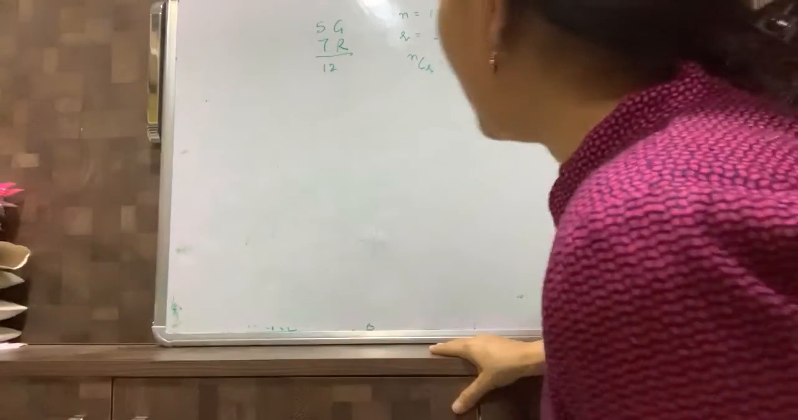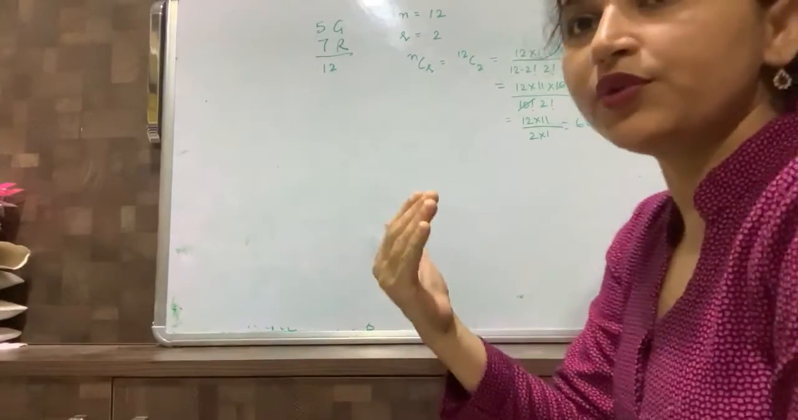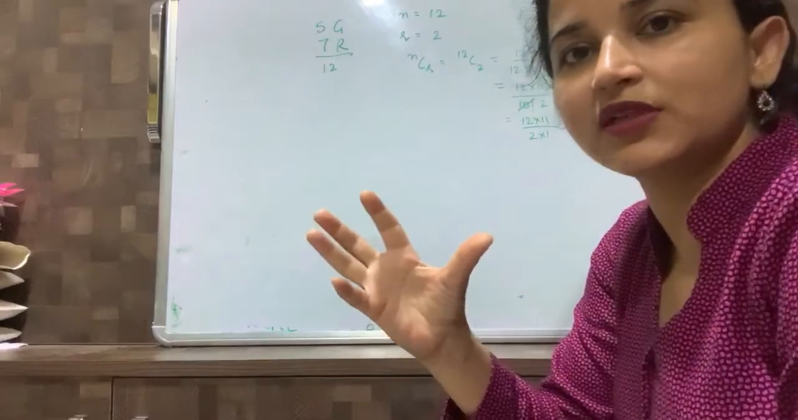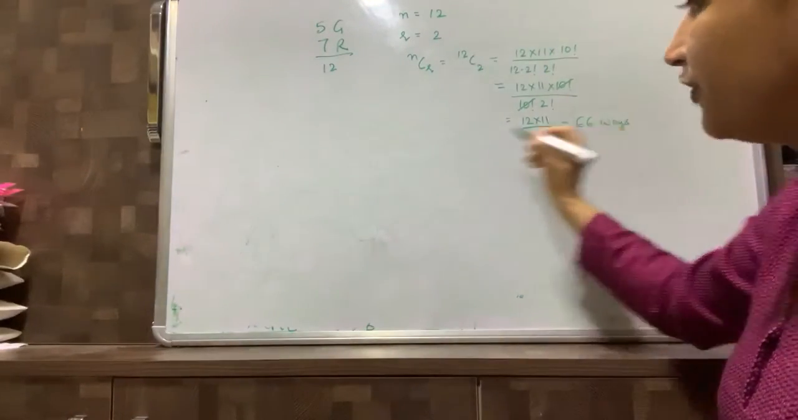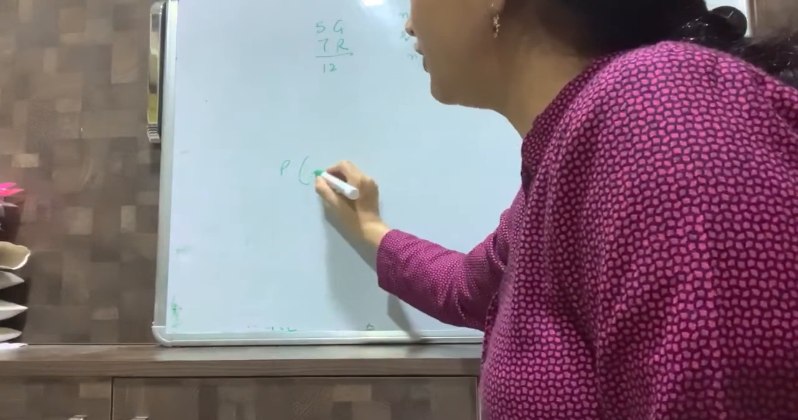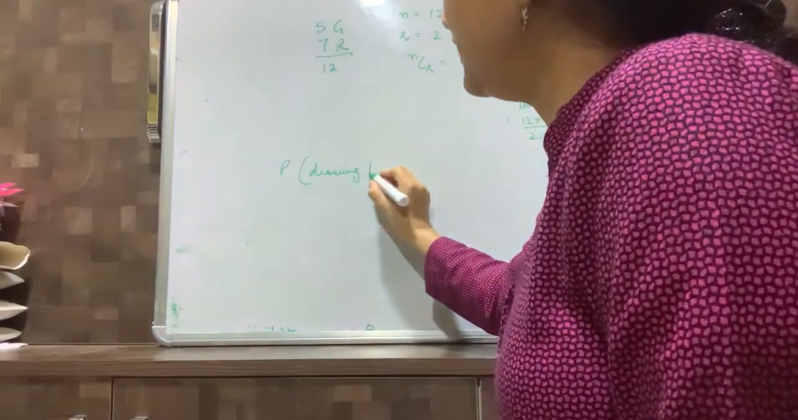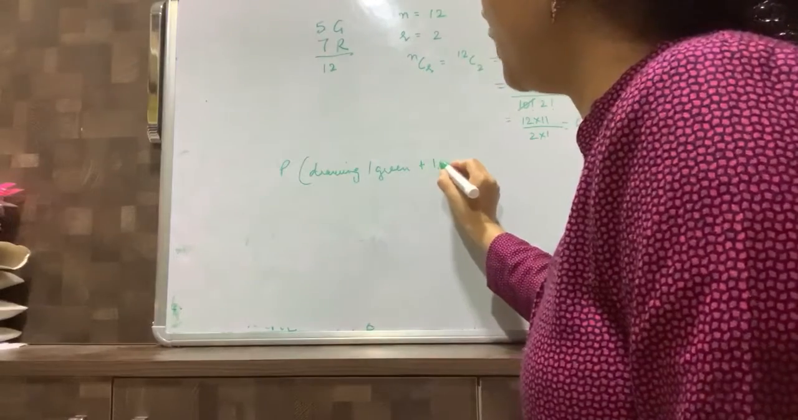Fine. So we have now the total number of outcomes. If we want to calculate the probability, we need to have the favorable outcomes and the total number of outcomes. So we have calculated the total number of outcomes. Now we want to know the probability of drawing 1 green and 1 red ball.